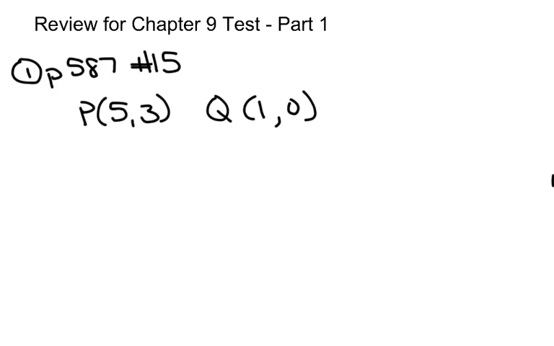This is the review for the Chapter 9 test, Part 1 on vectors. Number 1 on page 587, number 15, gives you 2 points on a vector. P is (5, 3), and Q is (1, 0). P is generally our initial point on our vector array, and Q is normally our terminal point.